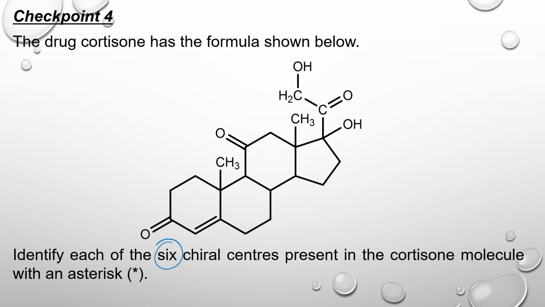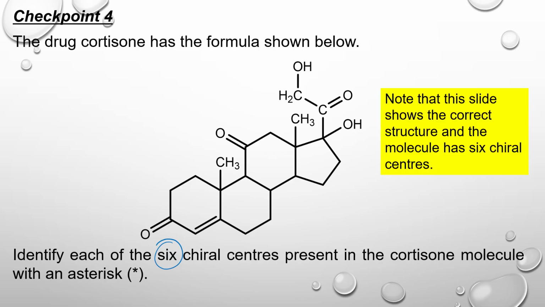Okay, welcome back. Let's find out the six chiral centers. The first one is here. How do I know? Okay, you can see that this carbon actually has 1, 2, 3. This part is different from this part, 4. So this is the first chiral center.